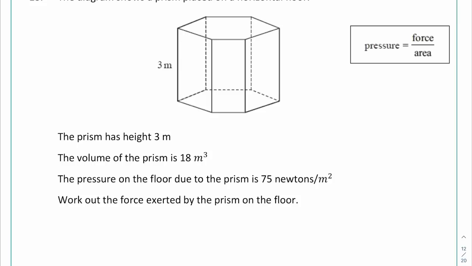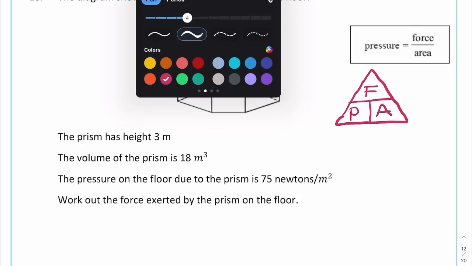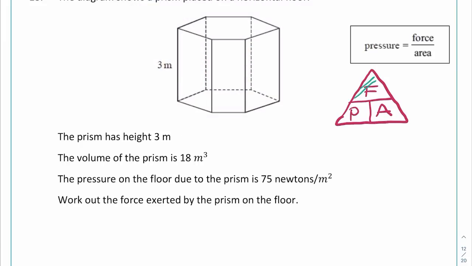Work out the force. Now straight away I would want to draw a formula triangle that shows pressure, force and area. So pressure is equal to force divided by area. And if we want to use force, then we would cross the force out and we would do pressure times area. We know the pressure, we've been given that, 75 newtons per metre squared. We just need to multiply that by the area.